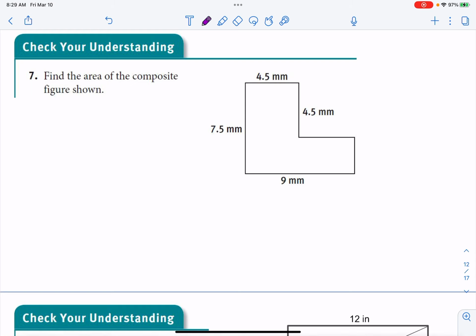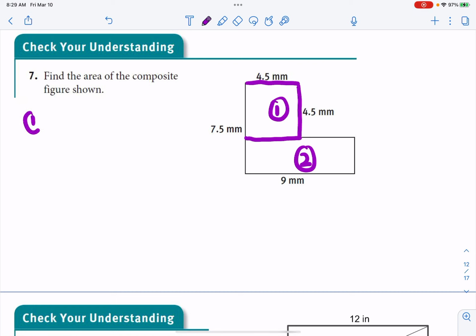So there's the composite figure. You need to draw in 2 figures. That's drawing straight across, okay? So this is going to be 4.5. That's going to be 4.5. That's the first rectangle. Down here is going to be your second rectangle. To find the area, you're going to add those 2 rectangles up, okay?